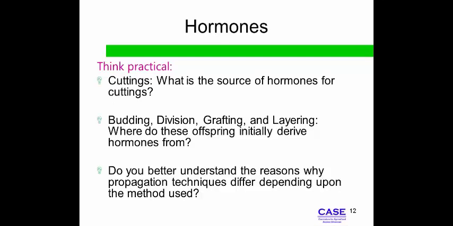As with nutrients, plants have different requirements for hormones based on the amount of plant tissue used in the propagation process. Pause the video while you consider these questions and respond in your notes. Resume the video to clarify your answers. When cuttings develop, hormones are usually added to the cut to encourage rapid root growth. During budding, division, grafting, and layering, all of the hormones needed are transferred from the parent plant.